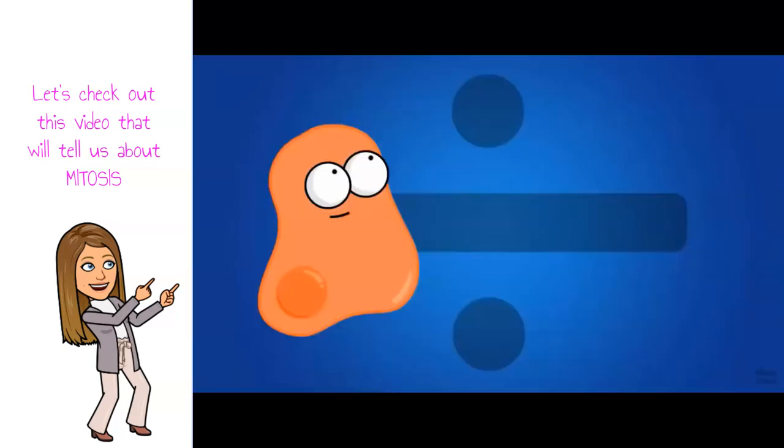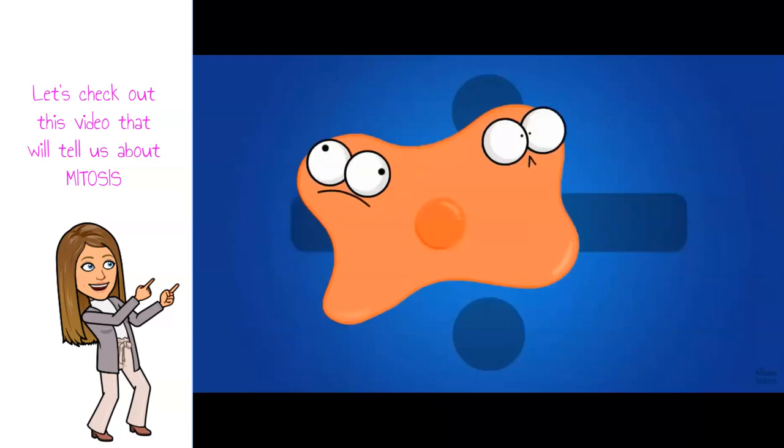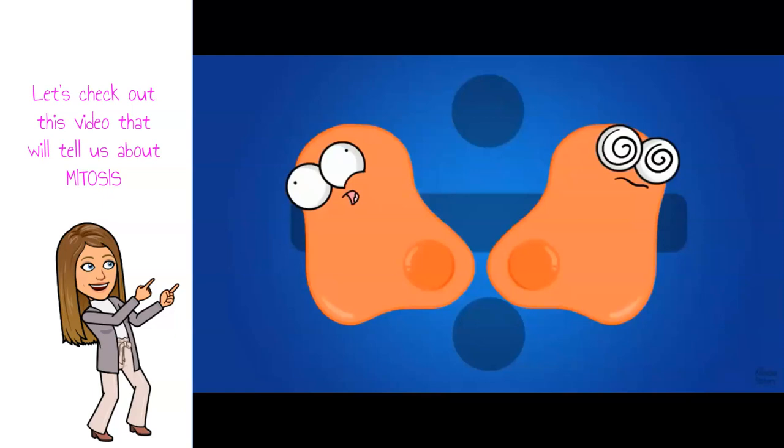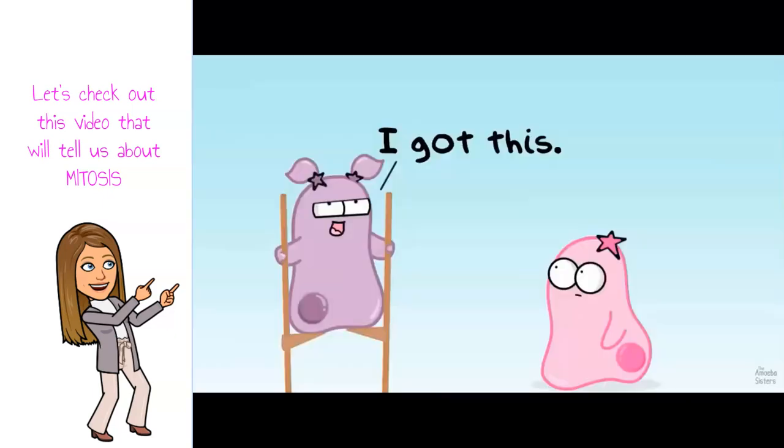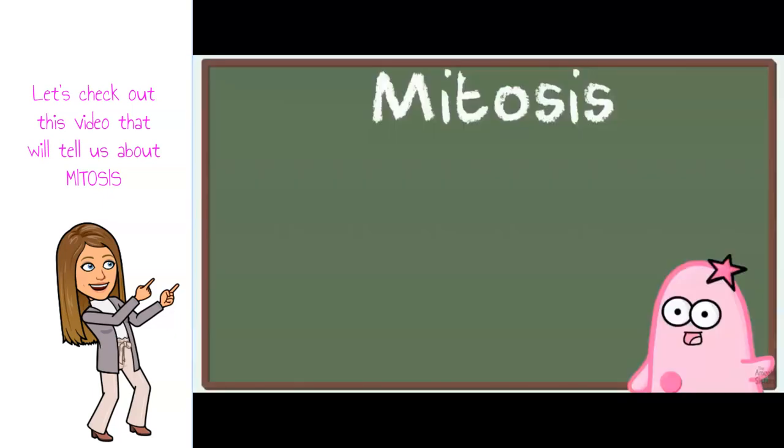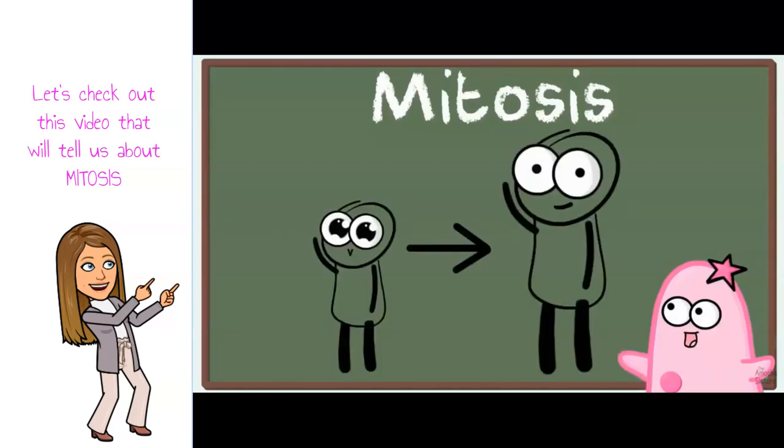Mitosis is a type of cell division done by most of your body cells, and it's really important for cells to divide. If they didn't divide, you wouldn't grow. I mean, how do you grow if you can't make more cells, right? So one reason why you're bigger than you were when you were 5 is mitosis.